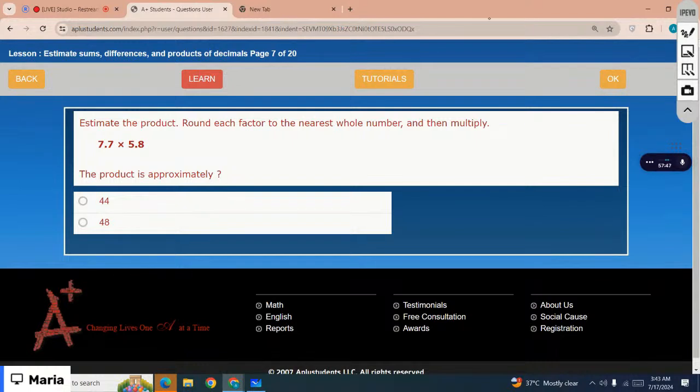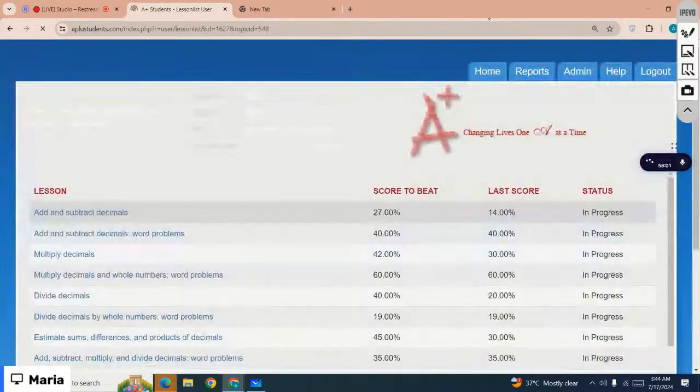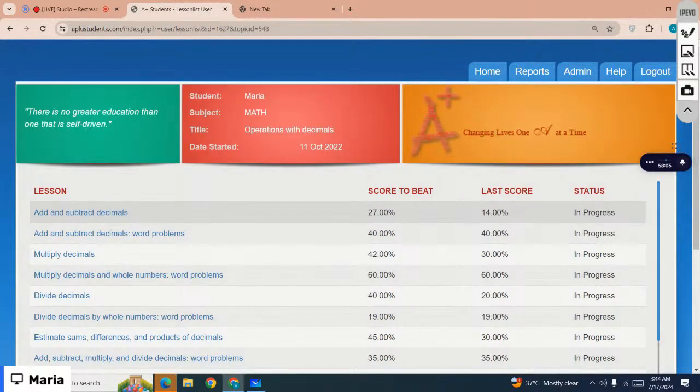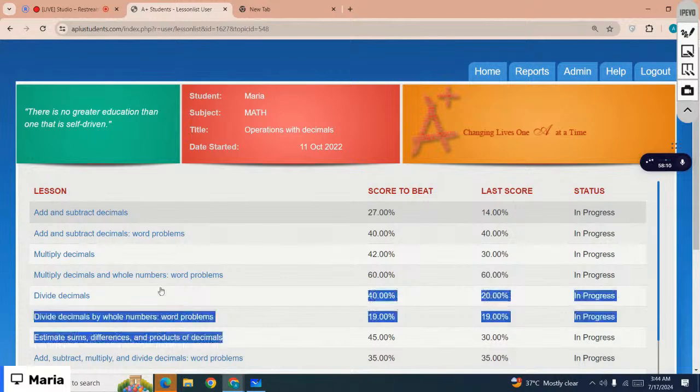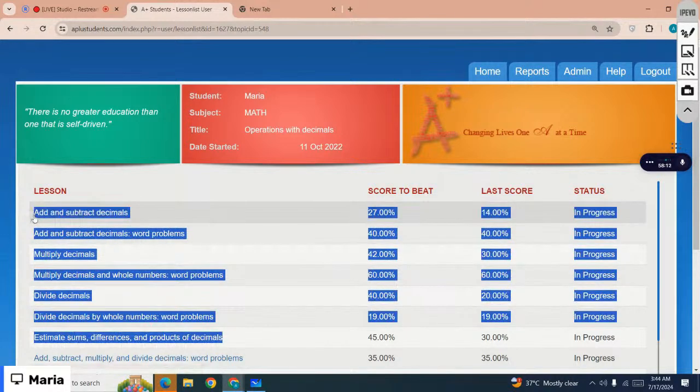Okay, you can complete the lesson by yourself later today. So we are working on grade 7 math. The chapter we're working on is operations with decimals. The lessons we have covered: add and subtract decimals, multiply decimals, divide decimals, and estimate sums, differences, and products of decimals, right?